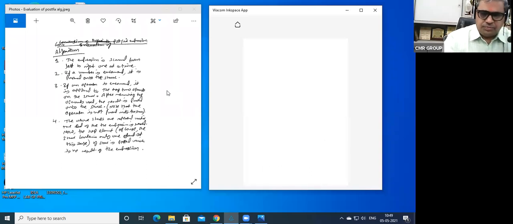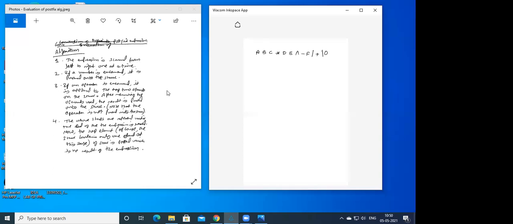First I will write the postfix expression. The postfix expression is A, B, C, star, D, E, power, minus, F, division, plus and slash 0. Now I have given the values of A, B, C and all that, so those would be substituted. What is the value of A we have taken? Can somebody tell me the value of A?